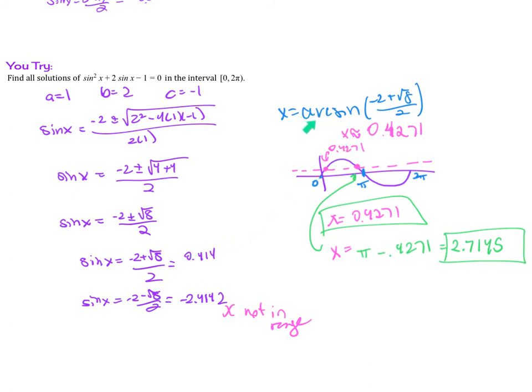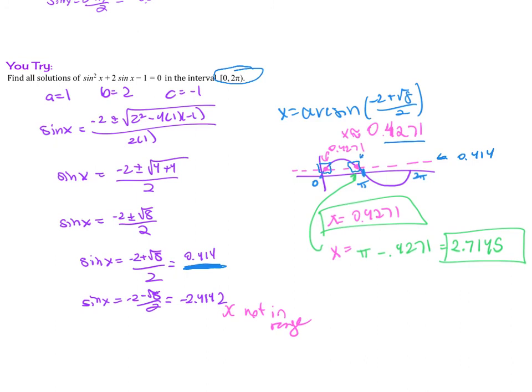So we're going to plug it in: x equals arcsine of negative 2 plus root 8 over 2. When we plug that in, we get 0.4271 right here. And this line here, just as a reminder, is the 0.414 that we got right here. So that is our y equals line, and we're just trying to find out where it intersects. When we used arcsine, we get 0.4271, which is within the range of 0 to 2 pi. Then we see that our other one hits at this point here.